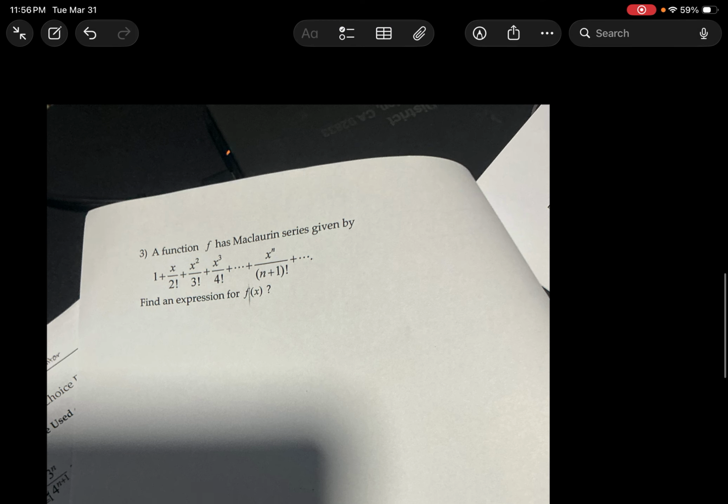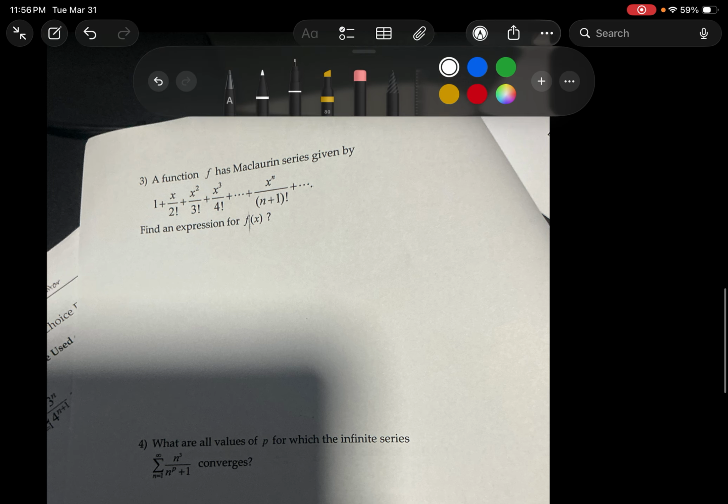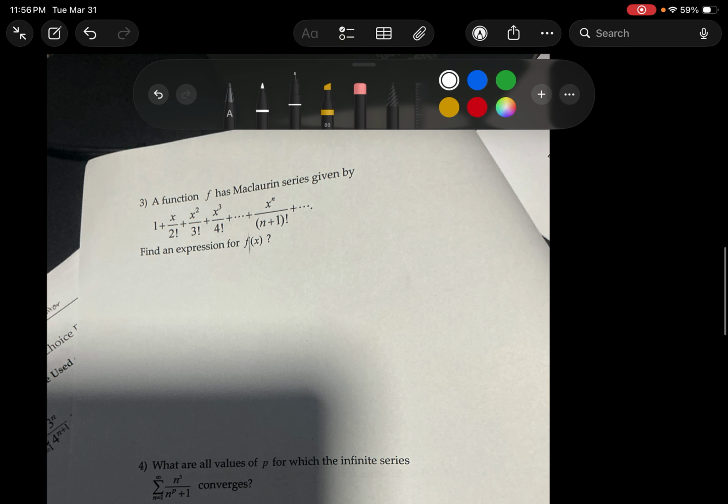Okay, moving on. Question number 3 and question number 4. So a function f has Maclaurin series given by 1 plus x over 2 factorial plus x squared over 3 factorial plus x cubed over 4 factorial, given this common ratio series here. Can we find an expression for f of x?